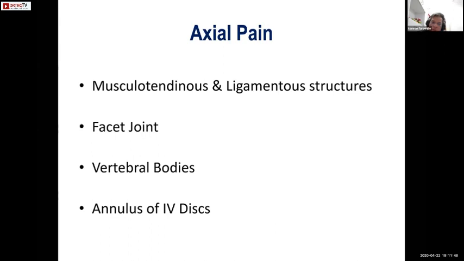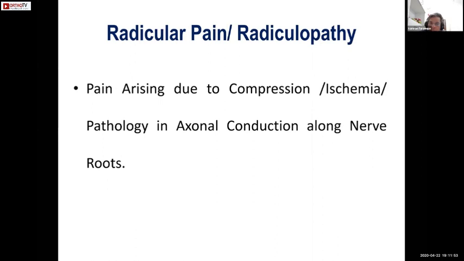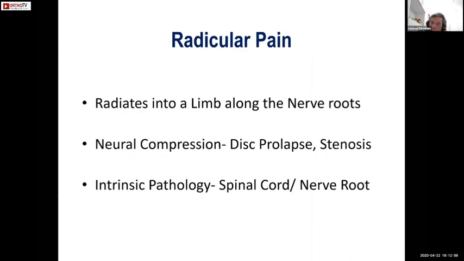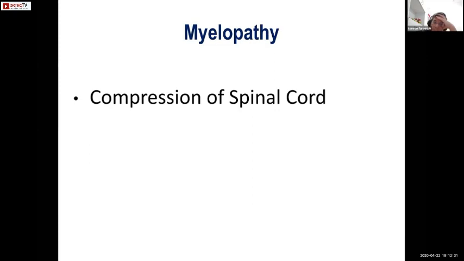On the other hand, a radicular pain or radiculopathy arises basically due to compression, ischemia, or some kind of pathology in the axonal conduction of a nerve root. Radicular pain arises because of some problem with the nerve roots, so it radiates into a limb along the nerve roots. It could be due to neural compression, most commonly because of a disc or some kind of stenosis, or osteophytes impinging on the nerve root. It could also be due to intrinsic pathology in the spinal cord or nerve root, like a nerve root tumor. And myelopathy, we should know the term, is because of compression of the spinal cord.